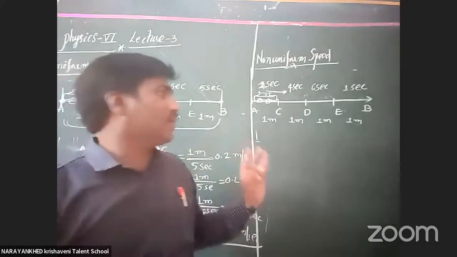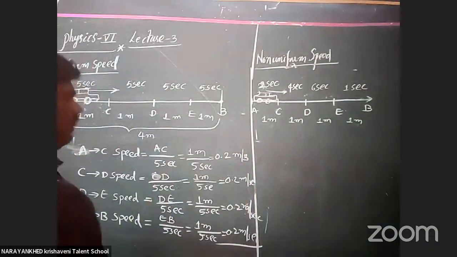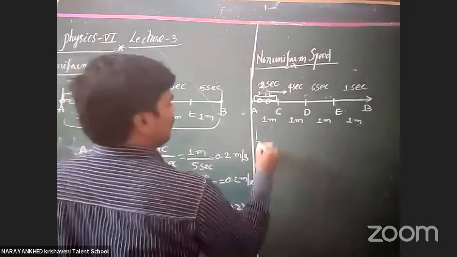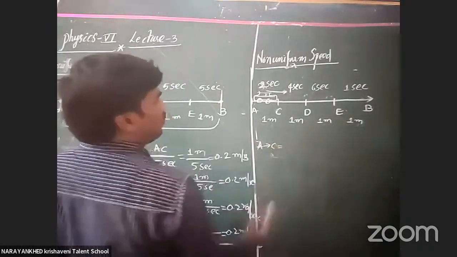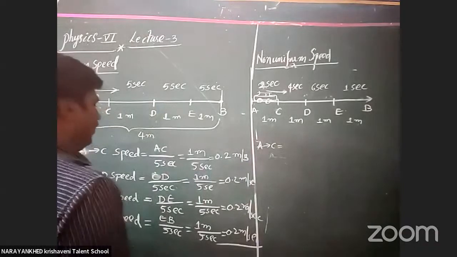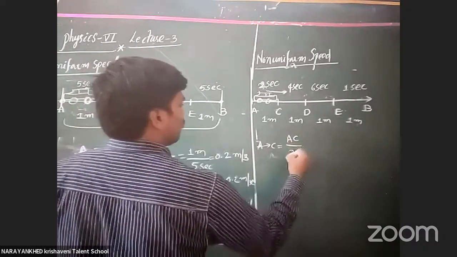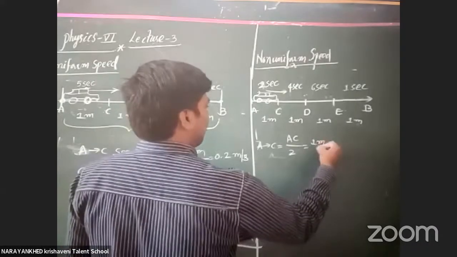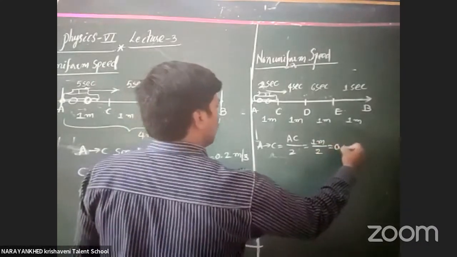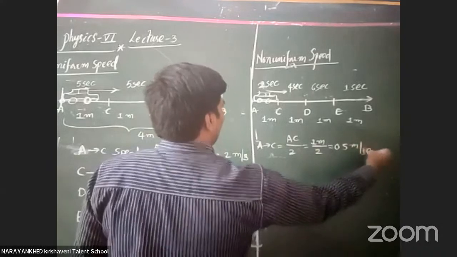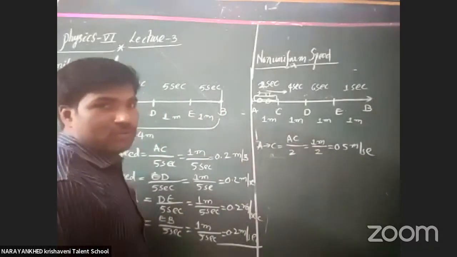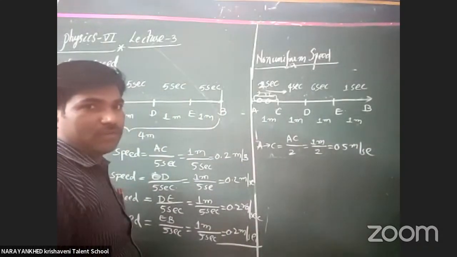It is given for us. A to C: the speed becomes AC by 2. Now, 1 meter by 2 seconds is 0.5 meter per second. Clear or not? 1 by 2 becomes 0.5 meter per second.